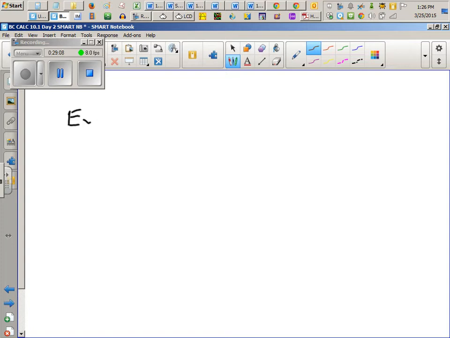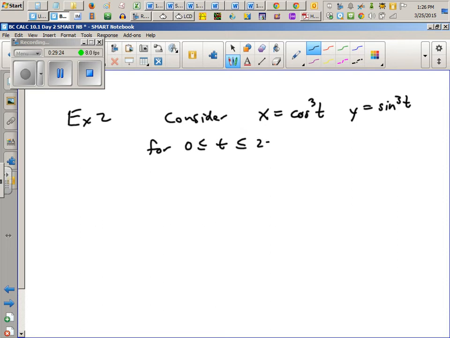Okay, so on example 2, you're going to consider x equals cos cubed t, y equals sine cubed t, and we're going to let t go from 0 to 2 pi this time. I think we should take a look at it and see what happens.